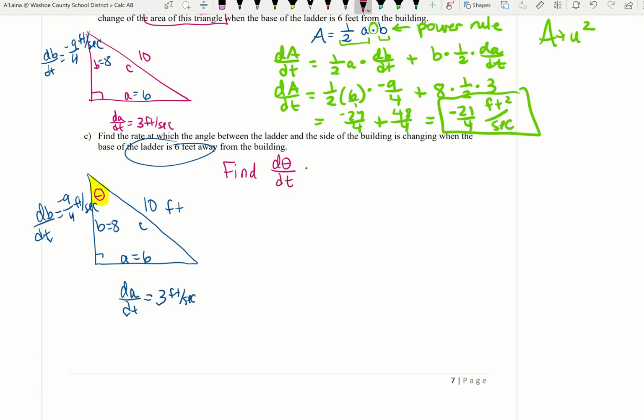And I have all of this helpful information over here to do this. But I need some type of equation that would allow me to have theta in it so that I could then take a derivative that would have d theta over dt as the result. So I must have an equation that has an angle in it. Well, my options are either sine, remember sine is opposite over hypotenuse, or I could do cosine, which is adjacent over hypotenuse, or tangent.